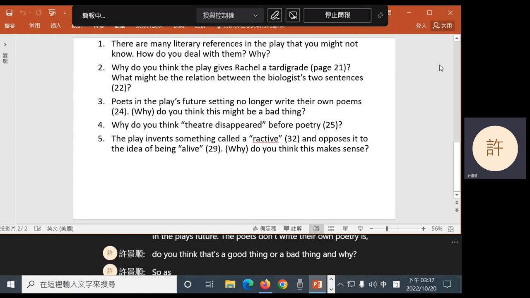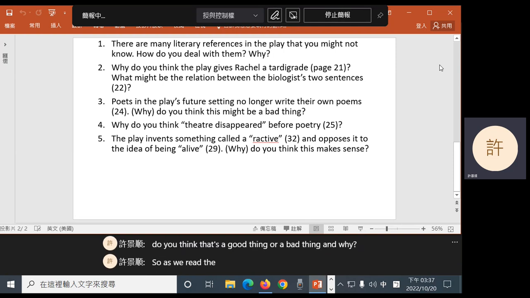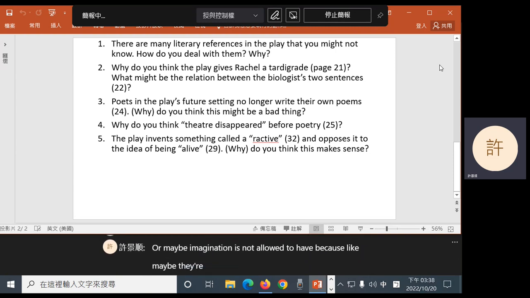So as we read page 24, we can see that Sandor's parents intend for him to become someone who designs games or something, because he lacks imagination, and then he became a poet. So I think that maybe in this period, in this environment, imagination is not encouraged or popular, or maybe imagination is not allowed, because they'll make you feel like a real person or something.